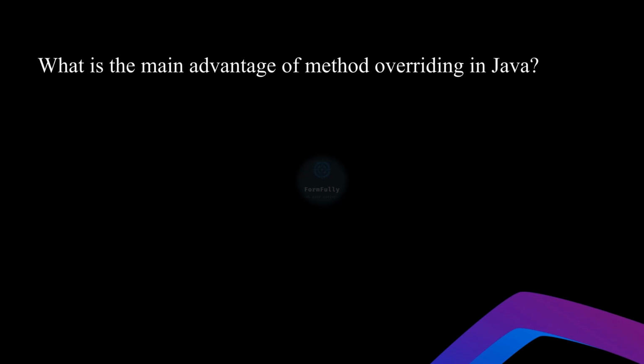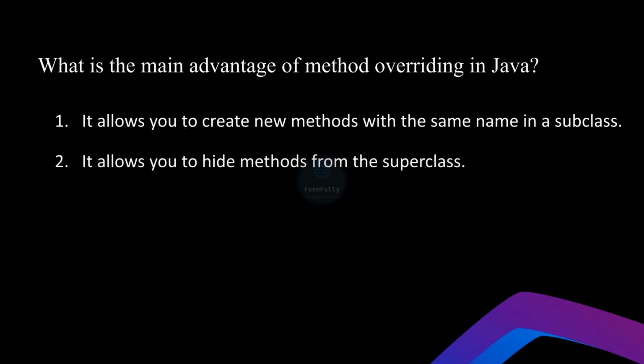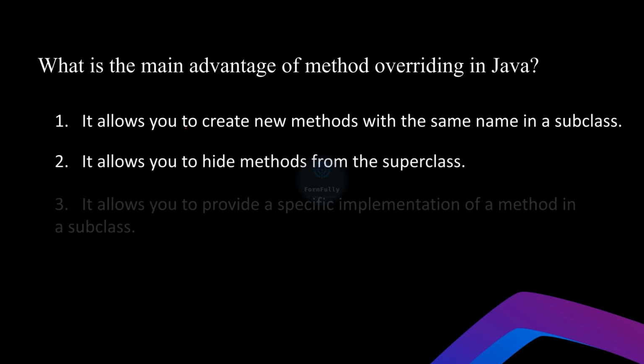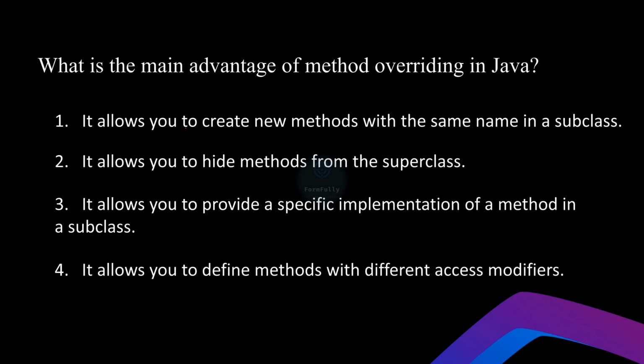Next question. What is the main advantage of method overriding in Java? Options: it allows you to create new methods with the same name in a subclass. It allows you to hide methods from the superclass. It allows you to provide a specific implementation of a method in a subclass. It allows you to define methods with a different access modifier.